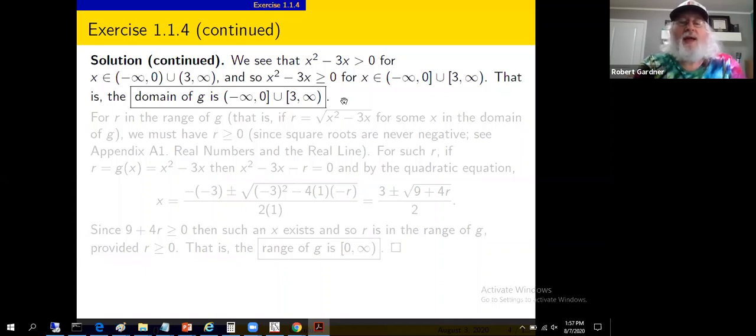So domain, there it is. And we found it by looking for bad things. Bad things were square roots of negatives. We threw those out effectively. Other bad things are division by 0. We didn't have any division, so that's not an issue in this one. I'm sure it is in some of the other exercises.